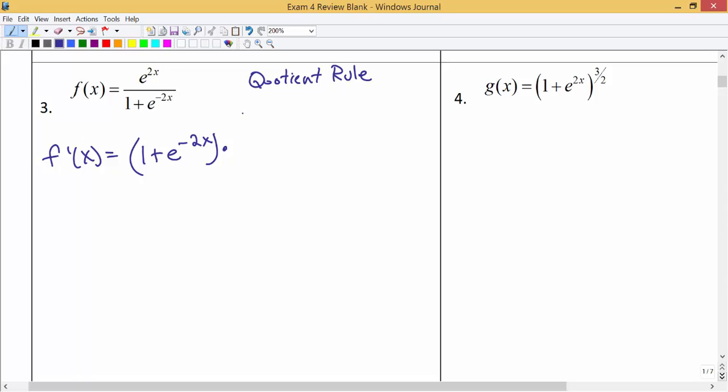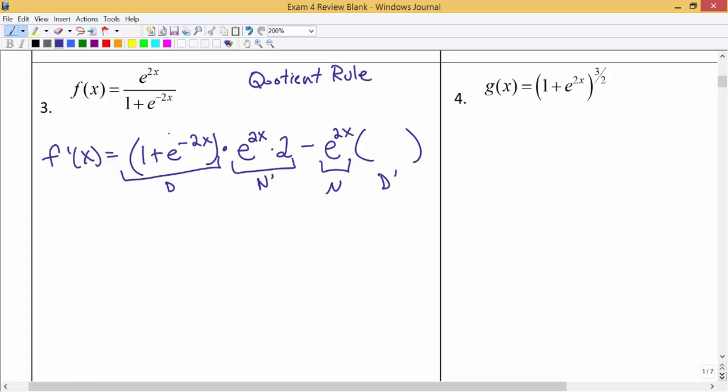So the derivative of the numerator would be e to some power, so that's e to the 2x power times the derivative of that power. So we're going to multiply by 2. So here's the denominator, and here's the derivative of the numerator, minus the numerator as is, times the derivative of the denominator. Alright, the derivative of 1, of course, is just 0.